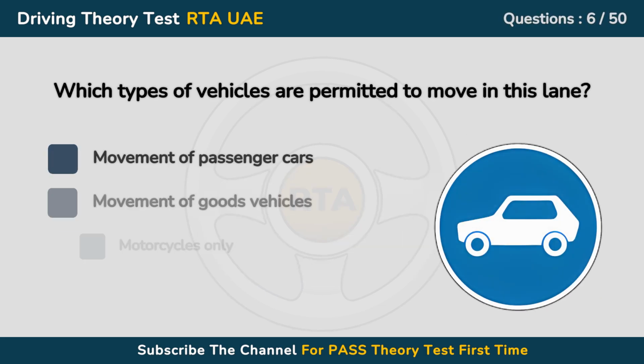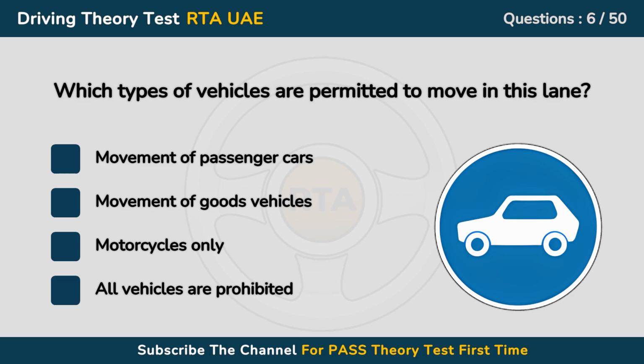Question 6. Which types of vehicles are permitted to move in this lane? A. Movement of passenger cars. B. Movement of goods vehicles. C. Motorcycles only. D. All vehicles are prohibited.